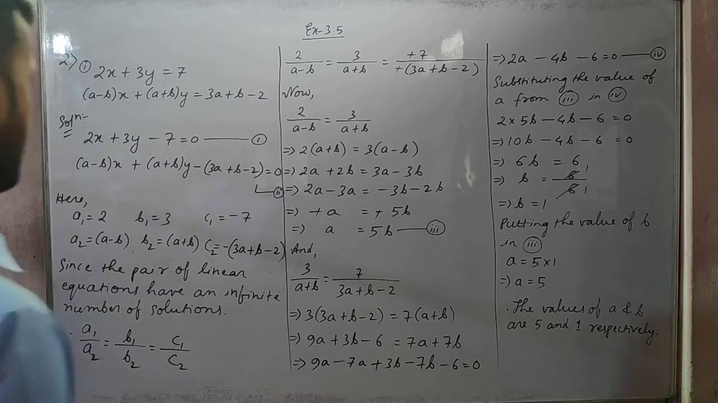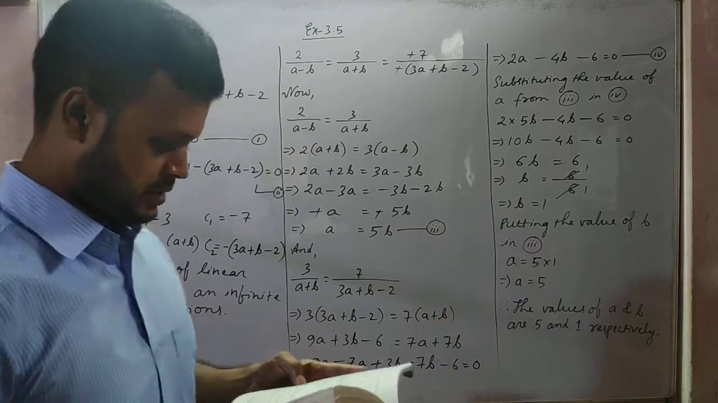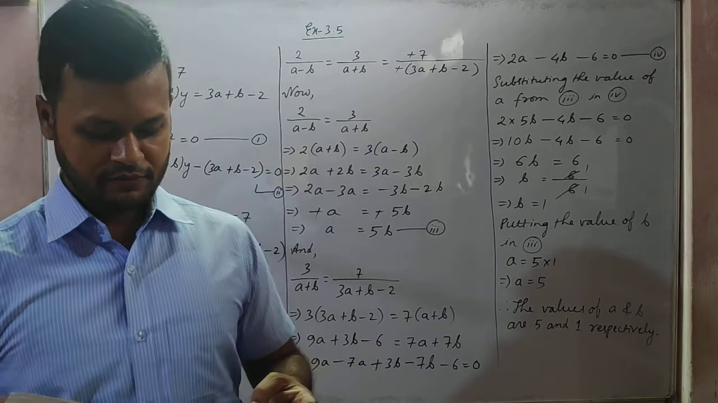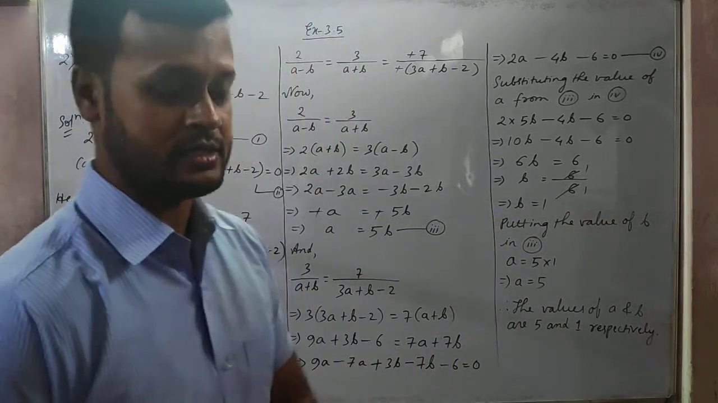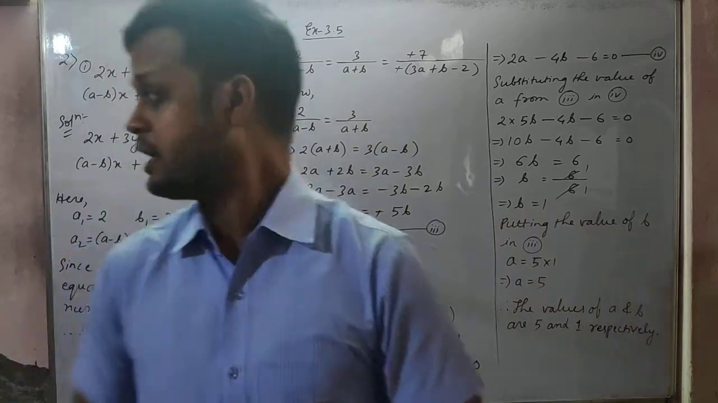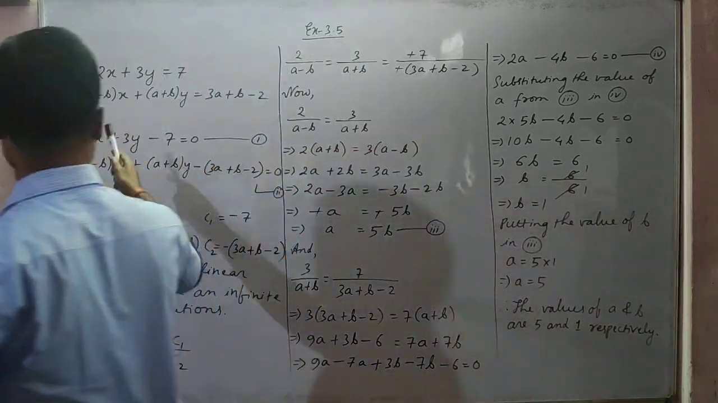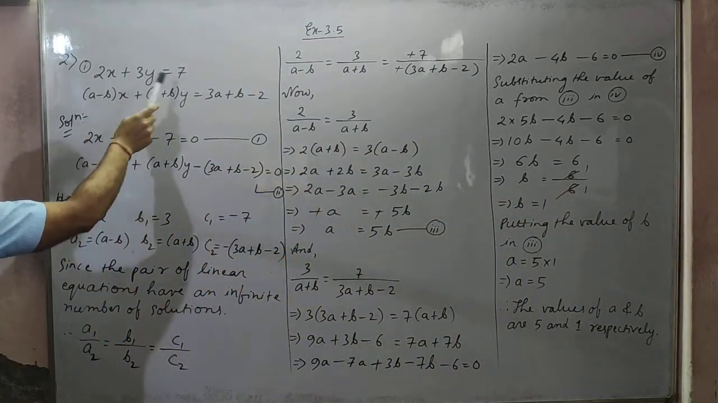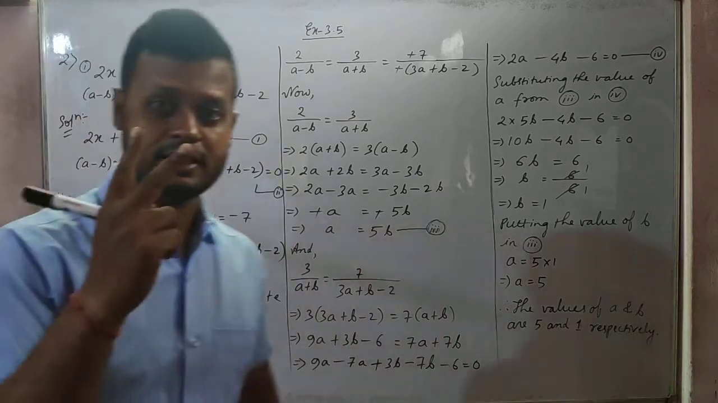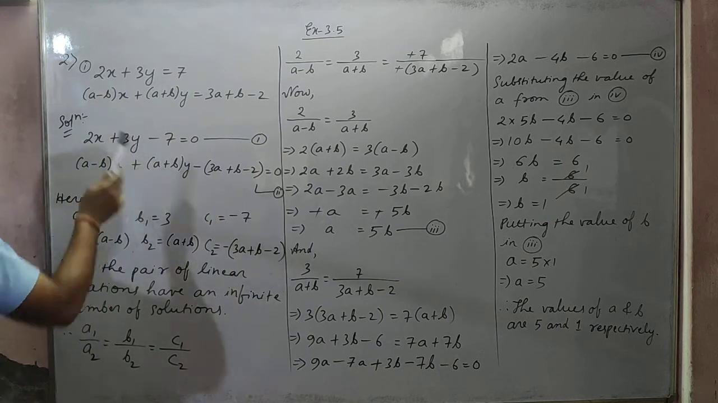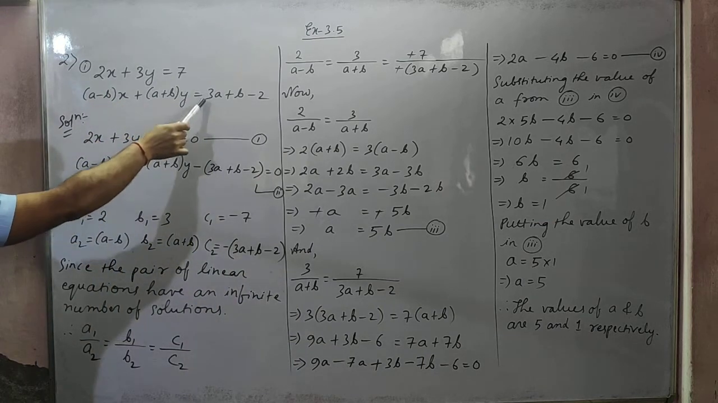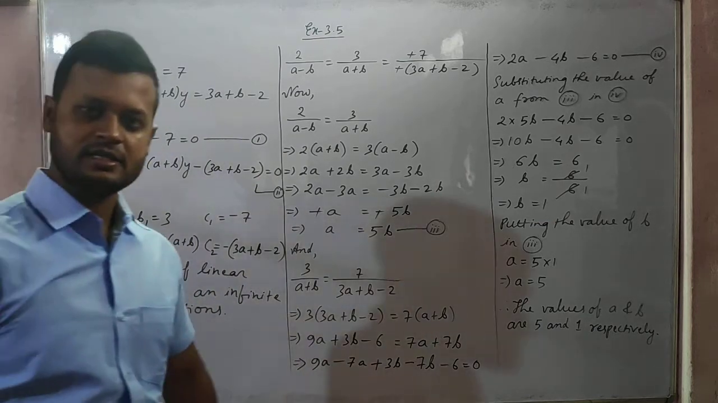So students, 3.5 number 2 number 1: for which values of a and b does the following pair of linear equations have an infinite number of solutions? That means two equations are given to us. One is 2x plus 3y is equal to 7 and the other one is (a minus b)x plus (a plus b)y is equal to 3a plus b minus 2.